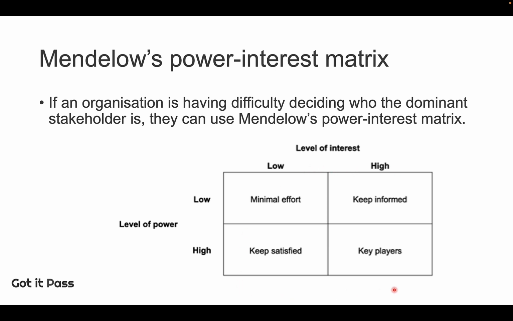First, if an individual or a group of people have a level of power classified as high, and their level of interest is also high, then under Mendelow's power-interest matrix, they are classified as key players. It means that they have very high power influencing the organization, and they are very engaged in the organization as well.